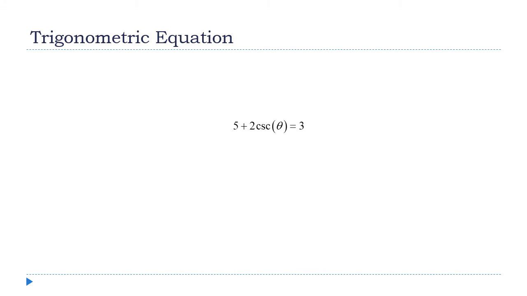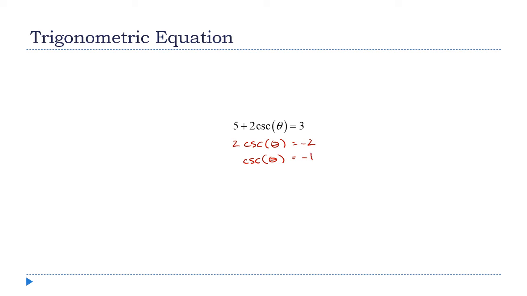Okay, so how about this one? Well, let's see. Let's start by solving this for the cosecant, right? Get that by itself. Subtract 5 from both sides. 2 cosecant theta equals -2, which means cosecant theta equals -1.